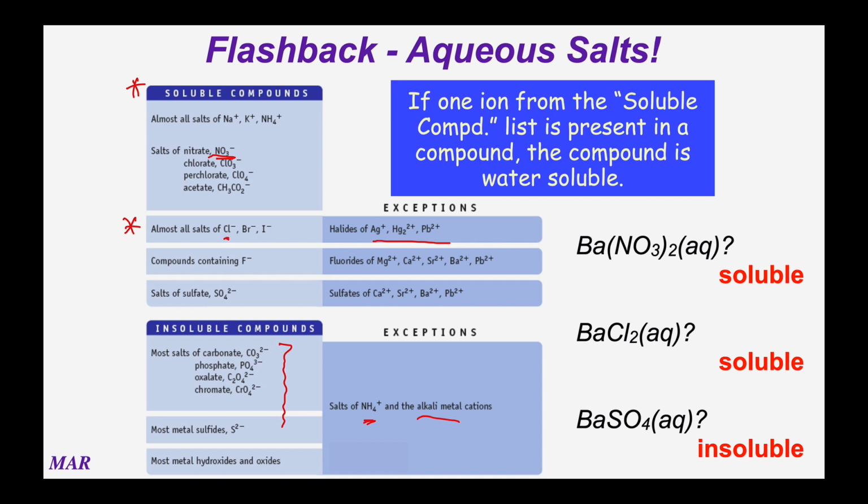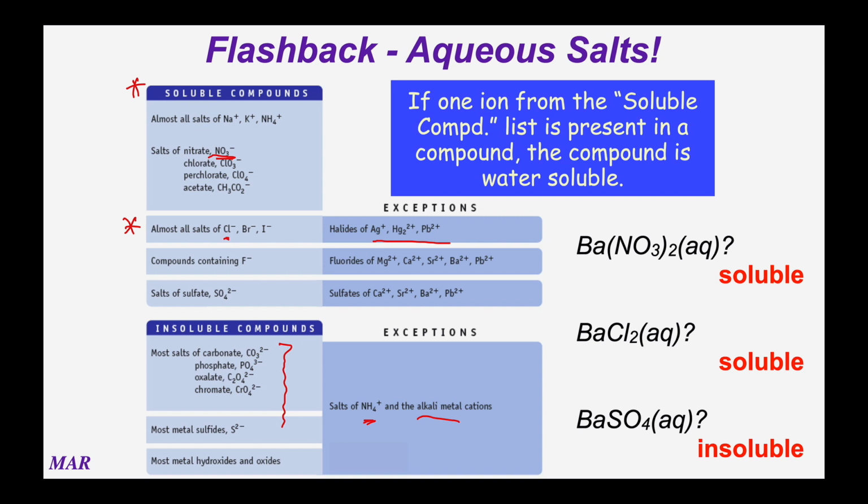Chloride is right there. Chloride is usually aqueous unless it's with silver, mercury, or lead. Barium is certainly not silver, mercury, or lead, so we would say that BaCl2 in water is soluble. It's aqueous. It dissolves. Finally, though, barium sulfate.